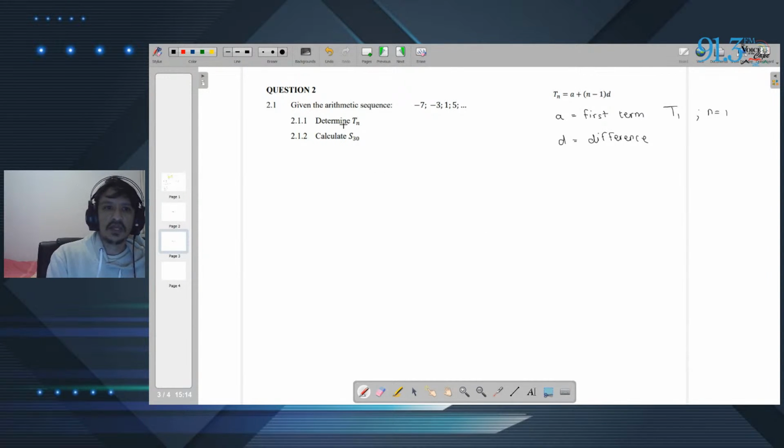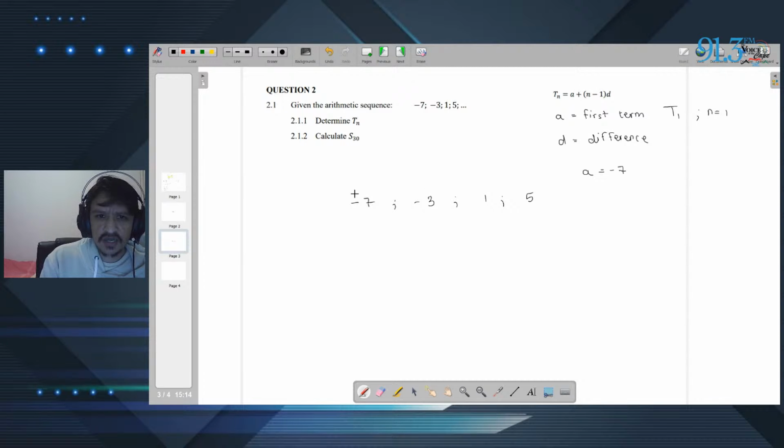So let's go ahead and try to determine Tn. Now, the easiest thing to identify is that A is actually -7. So we have that. A is equal to -7. That is the first term in the sequence. And now we need to figure out what the difference is in the sequence. So we can just do this to assist us, and we can work it out.